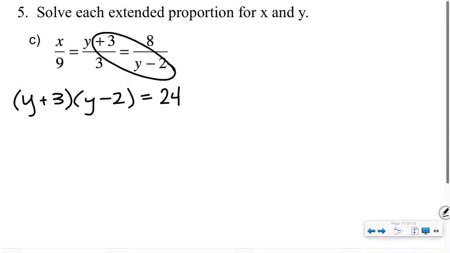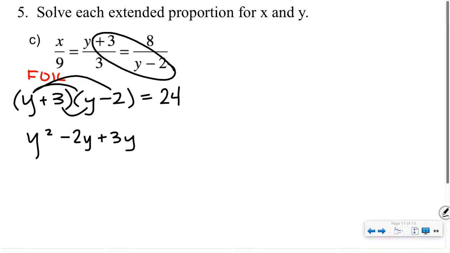Y squared plus y minus 6. I need to FOIL on the left side. Distribute twice: I have to distribute the y and the 3. If I distribute my y to both terms, y times y is y squared, y times negative 2 is negative 2y. Inside terms, I'm distributing 3 now. 3 times y is 3y, and my last term is 3 times negative 2, which is negative 6. Is the y squared going to cancel out at all?